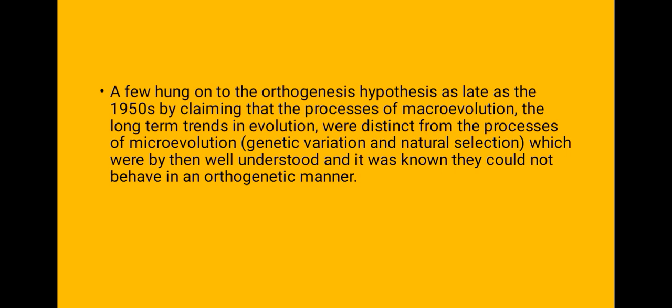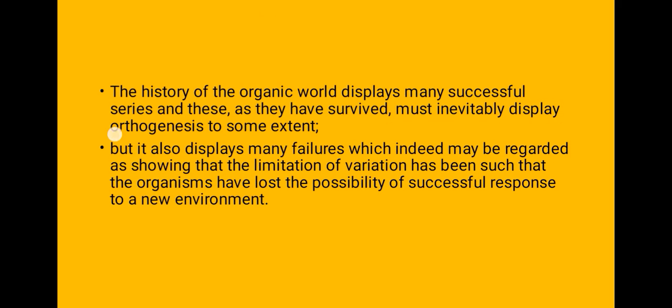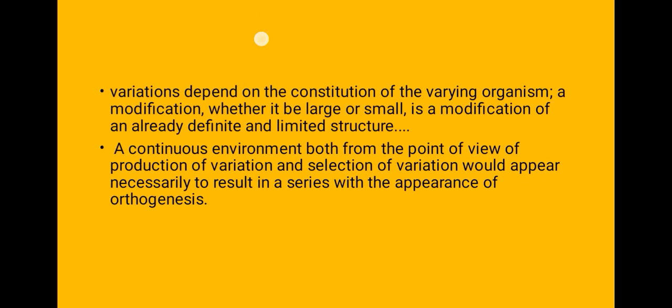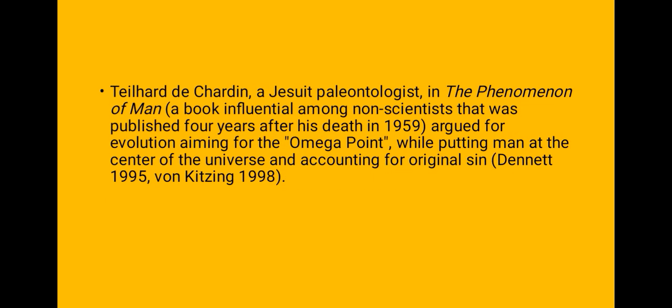A few hung on to the orthogenesis hypothesis as late as the 1950s by claiming that the processes of macroevolution, the long-term trends in evolution, were distinct from the processes of microevolution, genetic variation and natural selection. Microevolution, in the sense of genetic variation and natural selection, was by then well understood, and it was known they could not behave in an orthogenetic manner.